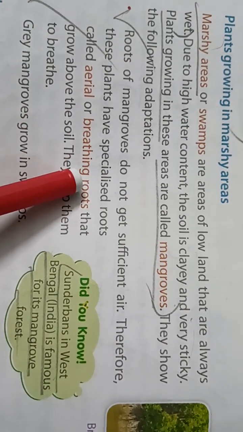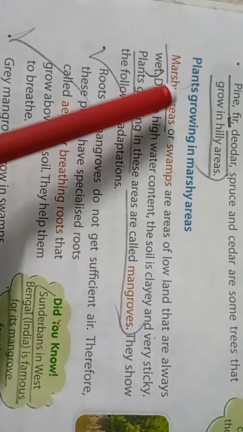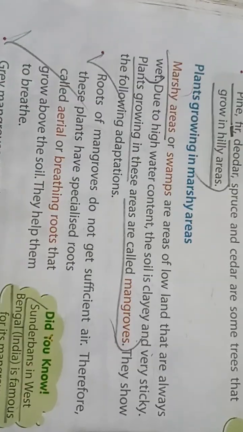This answer is for the breathing roots also. What are breathing roots? Breathing roots are special roots found in the mangroves, which grow above the soil and help them to breathe. Where do we find the mangroves? We find the mangroves in the marshy areas or swamps, which are always wet and sticky.